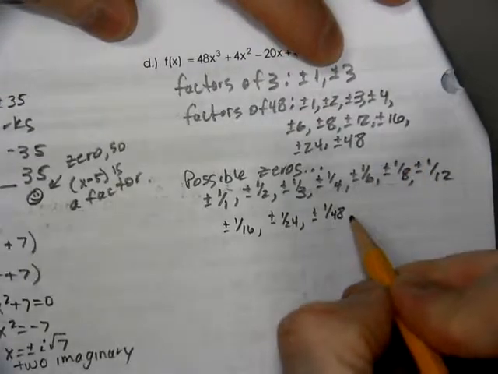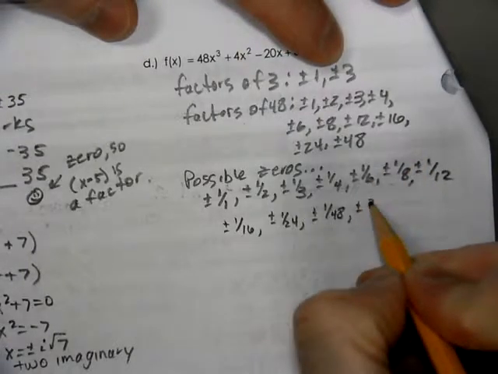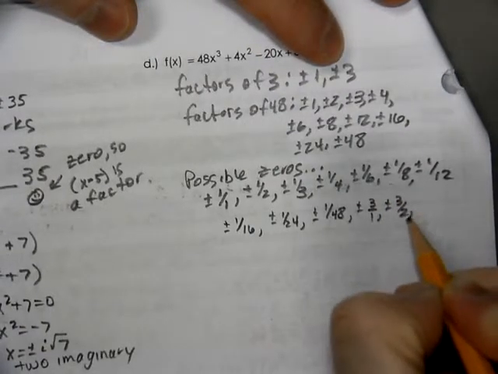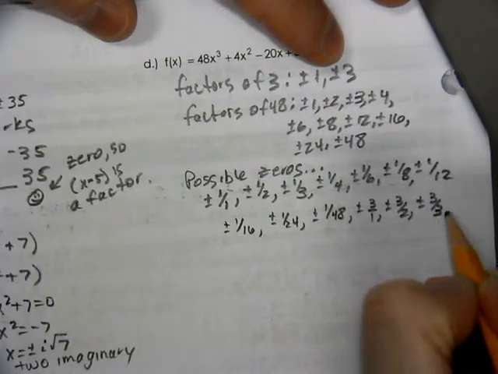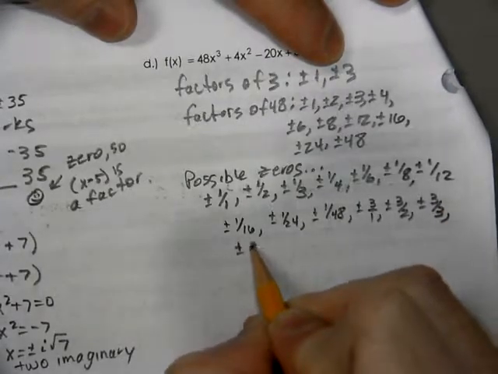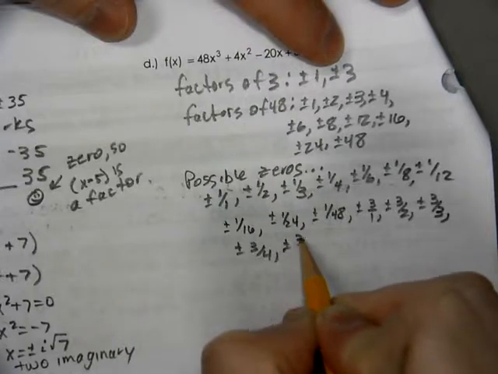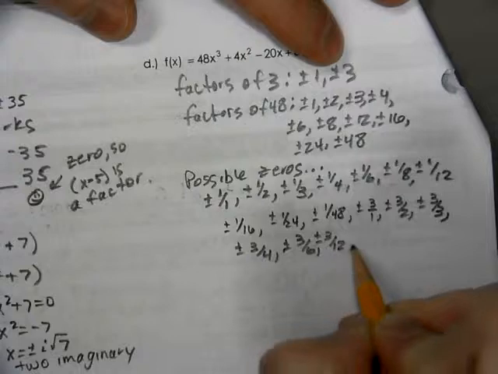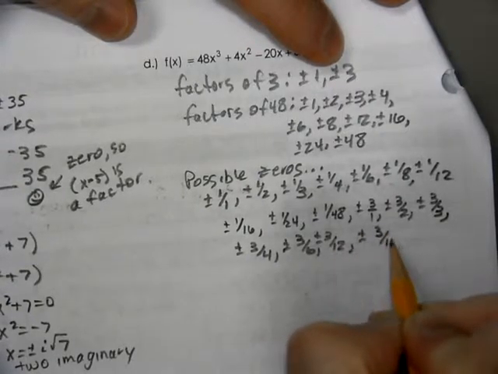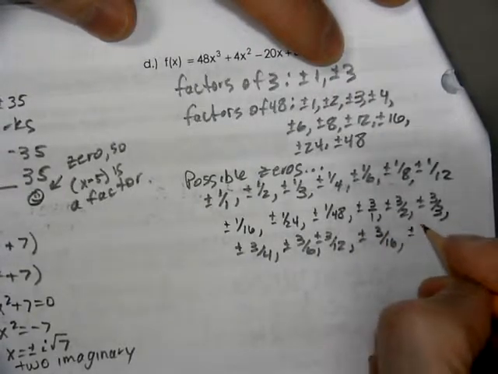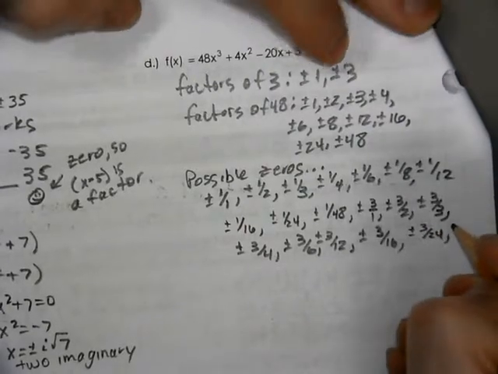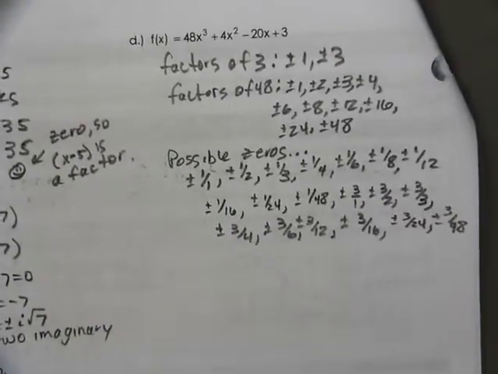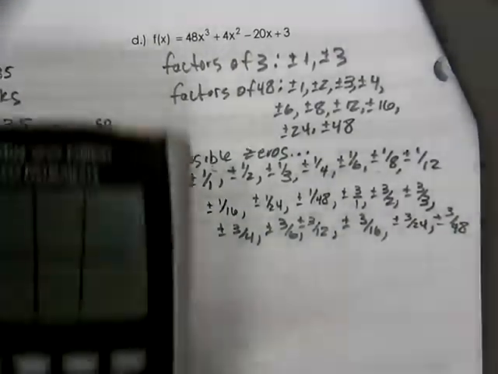Okay, we also have plus or minus 3 over 1, plus or minus 3 over 2, plus or minus 3 over 3, plus or minus 3 over 4, 3 over 6, 3 over 12, 3 over 16, 3 over 24, and plus or minus 3 over 48. So those are your possible zeros. That's pretty crazy.